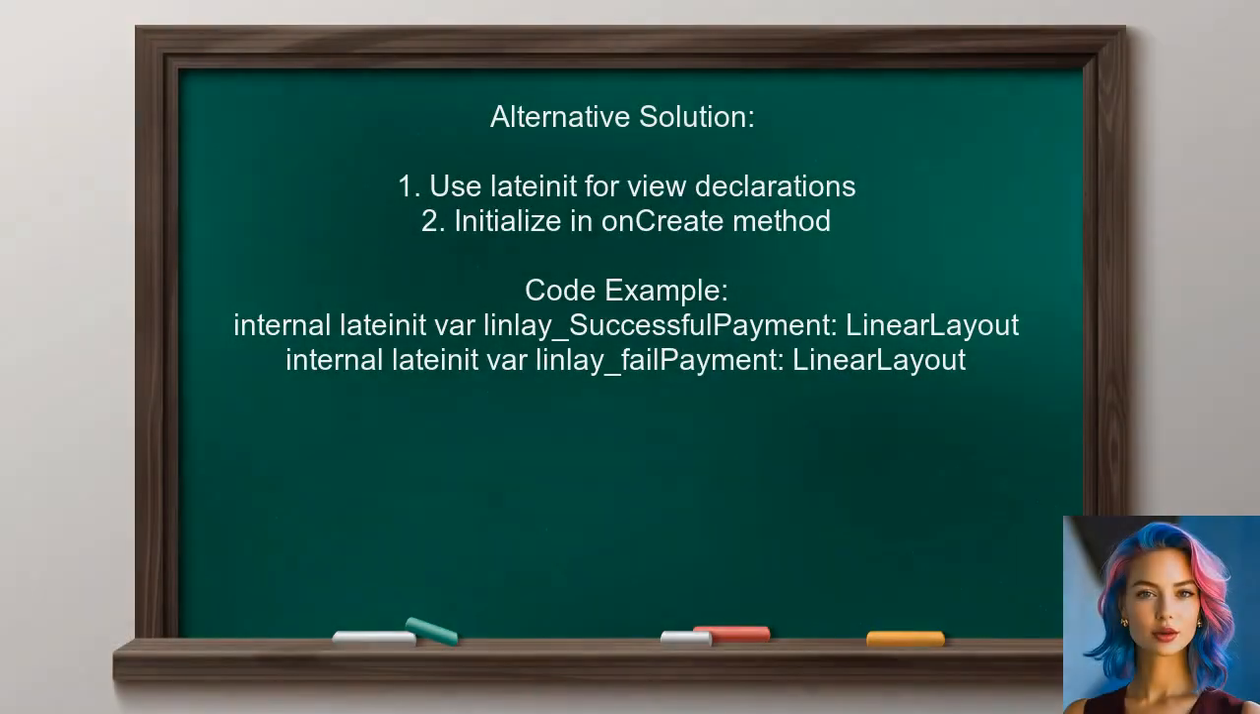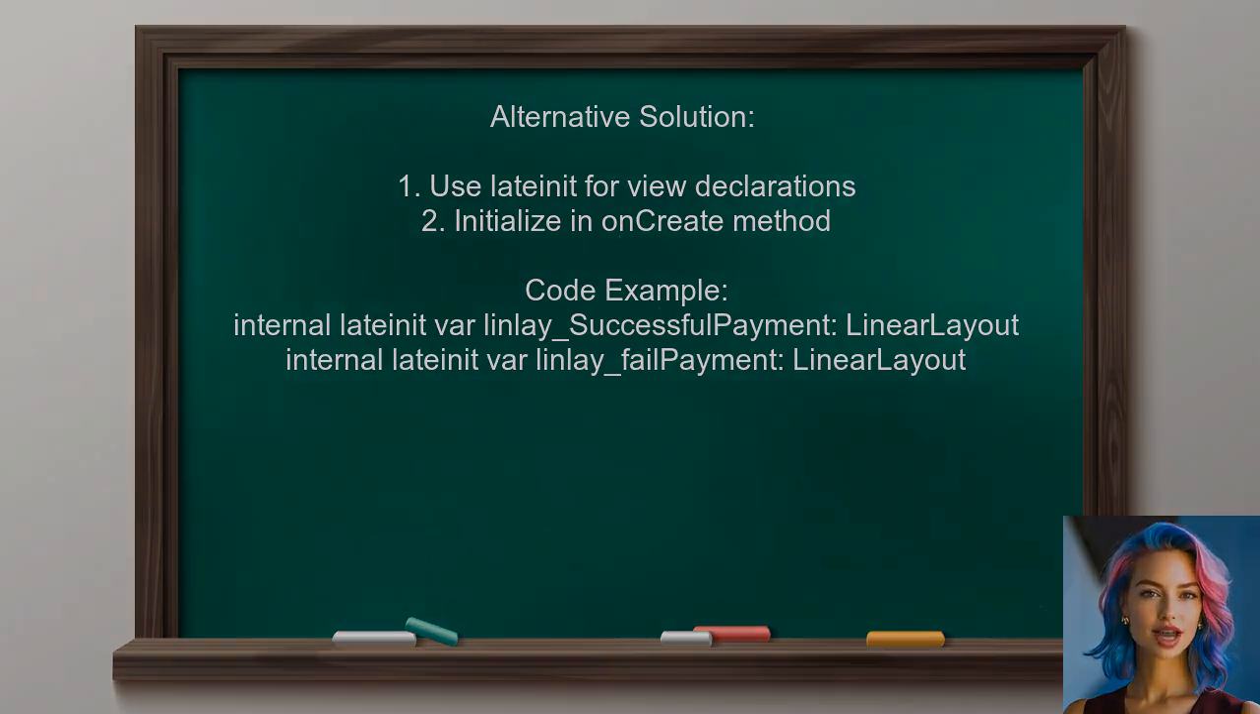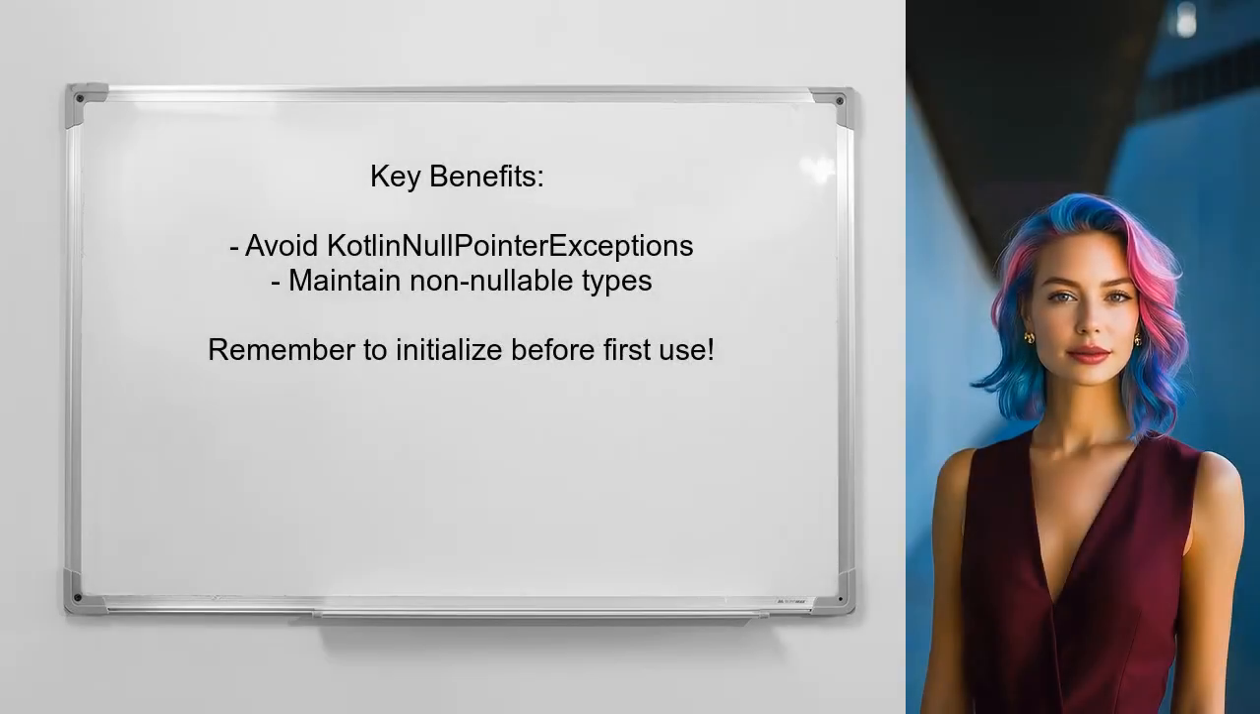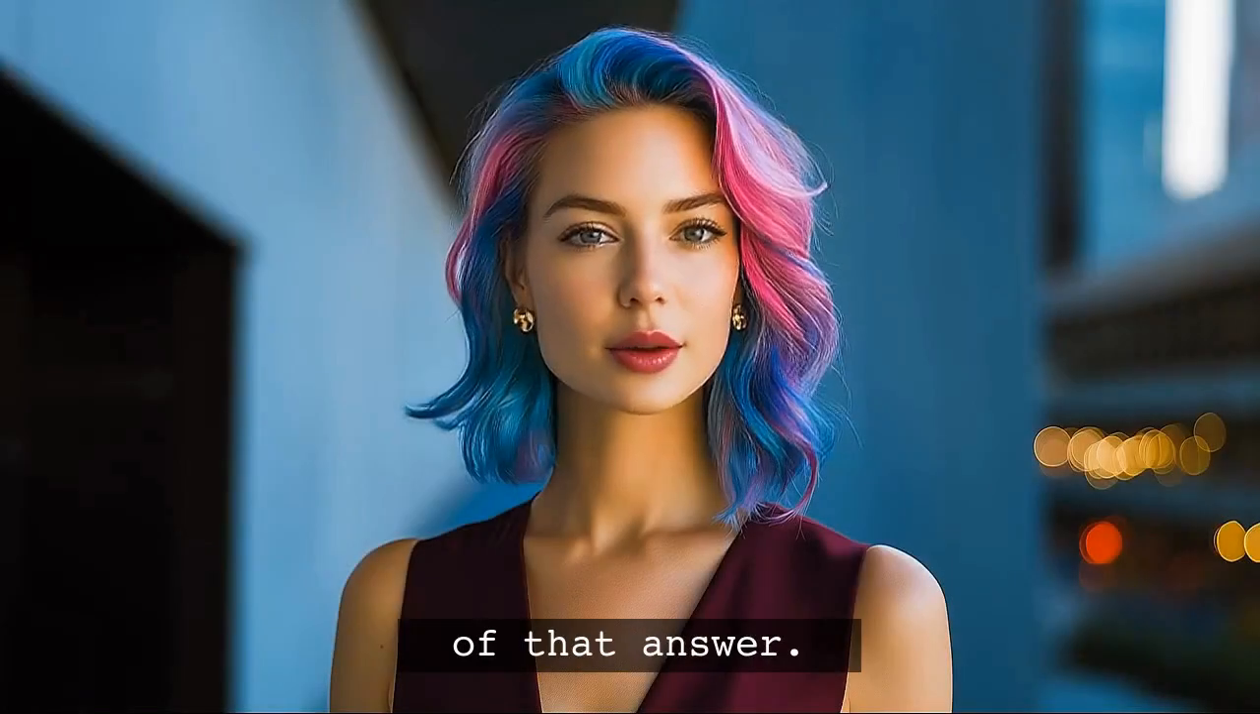An alternative solution suggests using the lateinit keyword for declaring views in Kotlin. This allows you to create non-nullable properties that are initialized later, specifically in the onCreate method of your activity. This approach helps avoid Kotlin null pointer exceptions by ensuring that the properties are initialized before use while still maintaining non-nullable types. That's the end of that answer. Let's see another perspective.